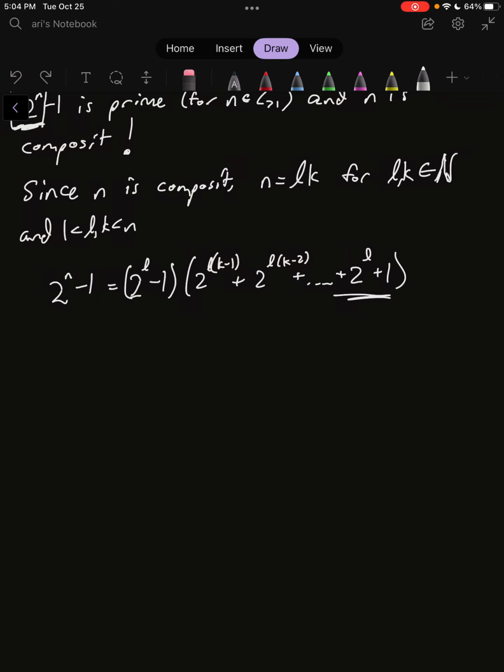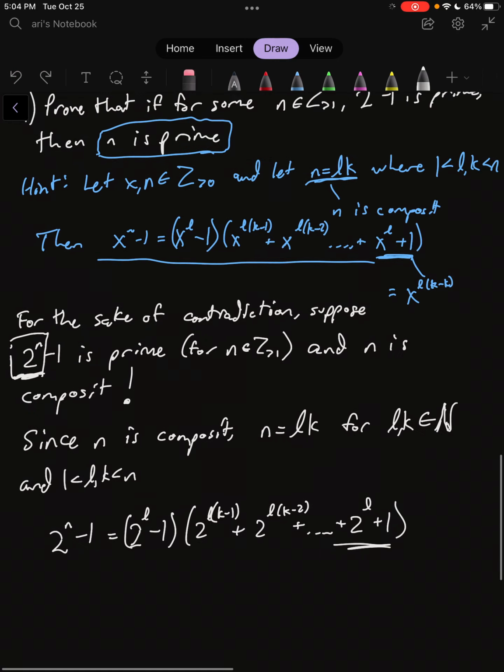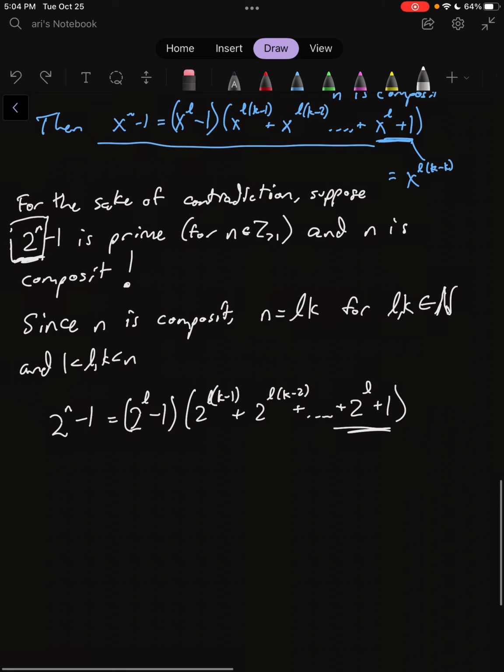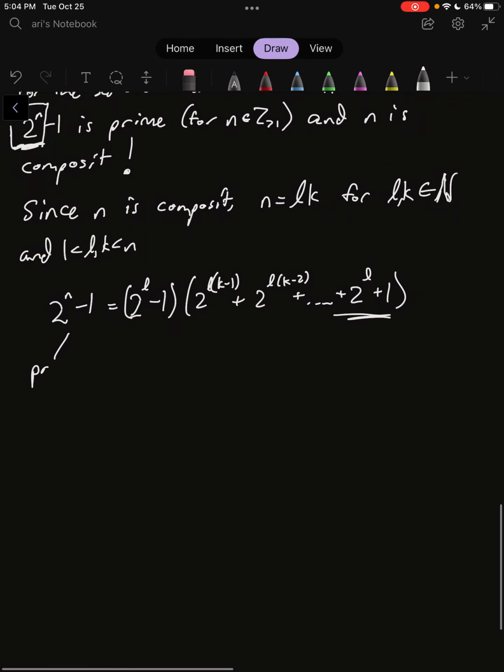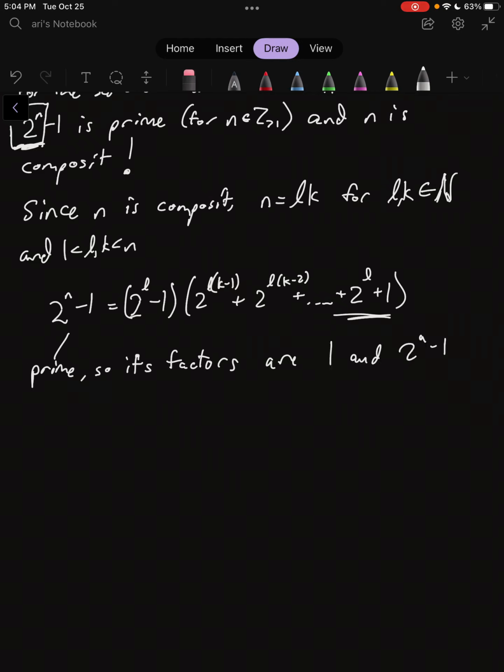Wicked. So what do we know about this problem? We're saying that 2^n - 1 is prime. That's important. If we have a prime number or some expression that is prime, that means that the only factors for it, so its factors, are 1 and 2^n - 1.